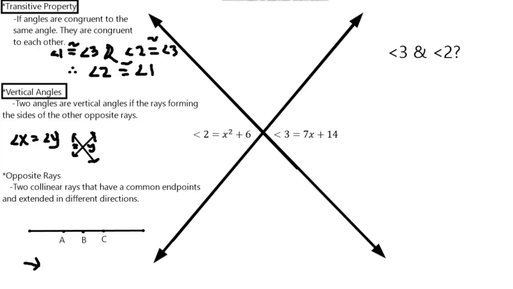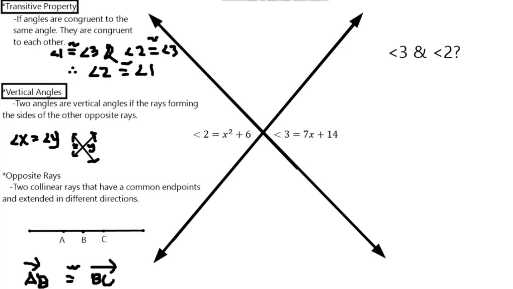Okay, now let's go to opposite rays. Two collinear rays that have a common endpoint and extend in different directions. Even if they are opposite rays, they are still congruent to each other. So ray AB is congruent to ray BC. Now, as we know all of that, let's do this practice problem.